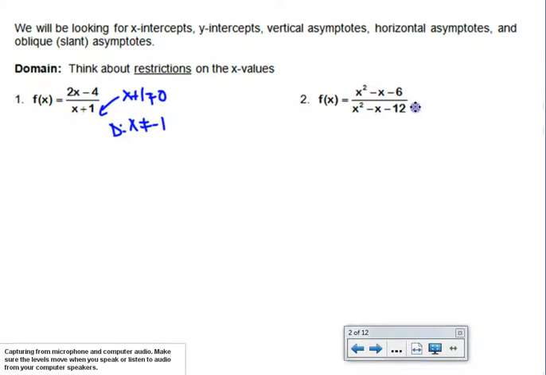So same thing here on number 2. My domain restrictions would be if my denominator was equal to 0. This time we have a quadratic polynomial, so I'm going to have to factor it to see my restrictions. So my domain is that x cannot equal -3 or x cannot equal 4.